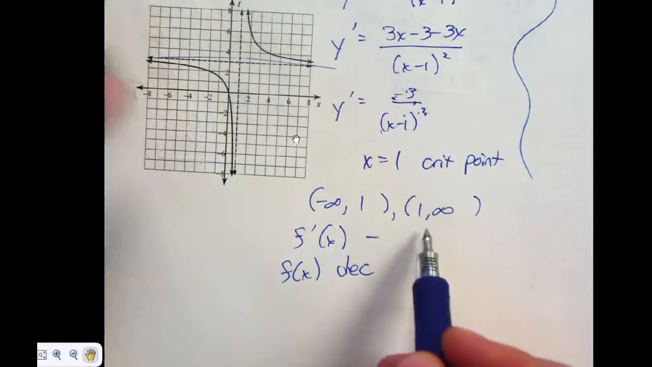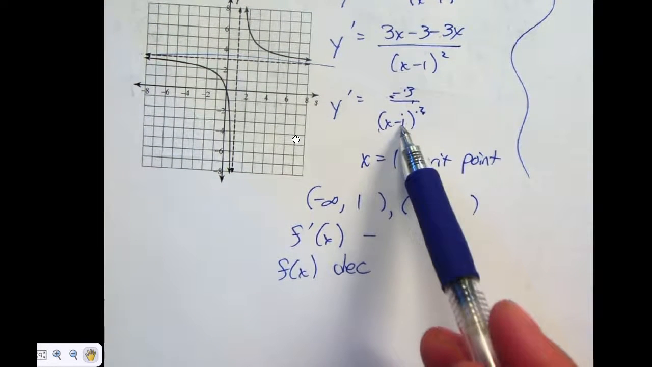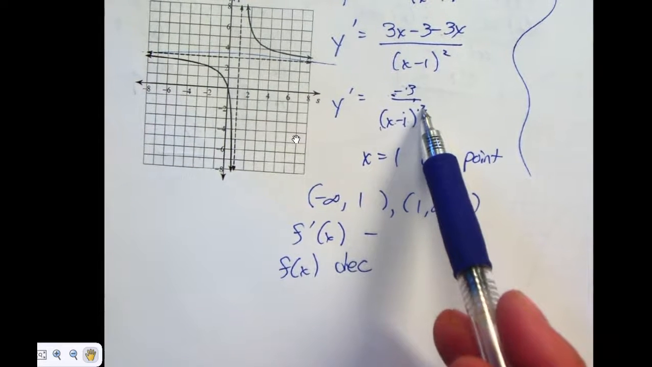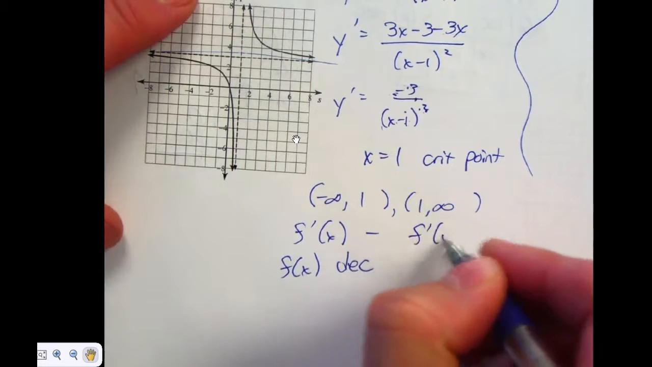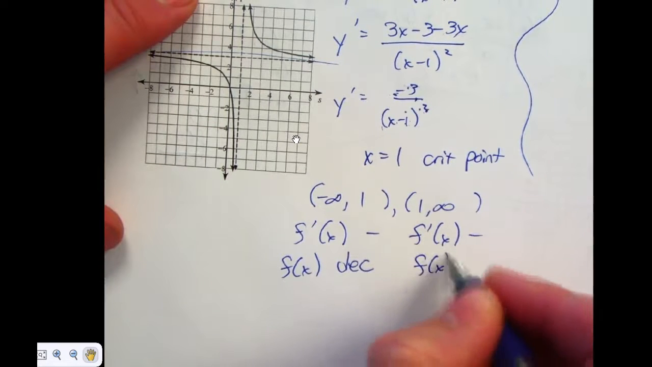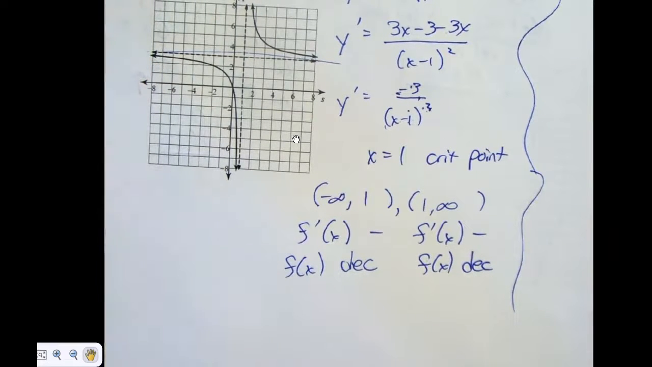Alright, 1 to infinity. Plug in, it's not going to matter because of the squared, but let's say plug in 10. 10 minus 1 is positive, squared, positive, negative divided by positive, negative. So f of x is decreasing both times. Are there any relative maxes or relative mins? No. Even if it did switch, could there be any relative maxes or mins at x equals 1? No, because it's a vertical asymptote, so you can't have a point on the vertical asymptote.